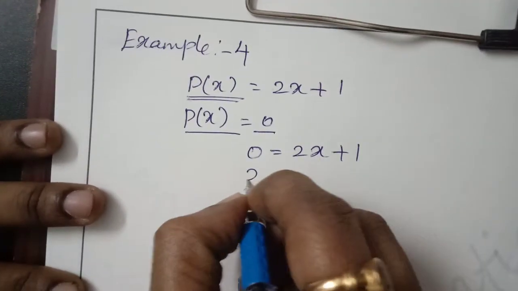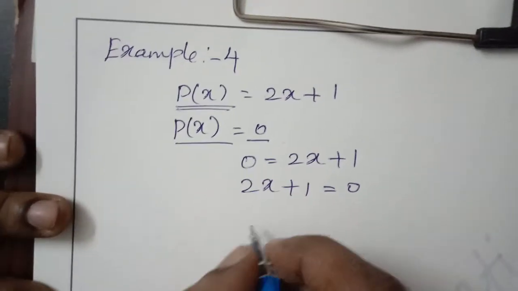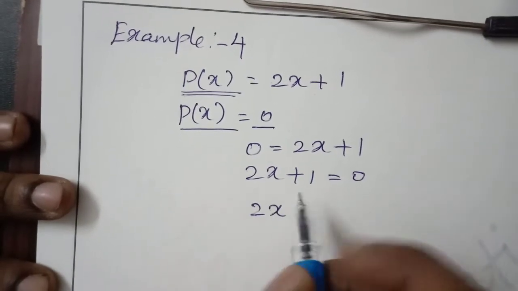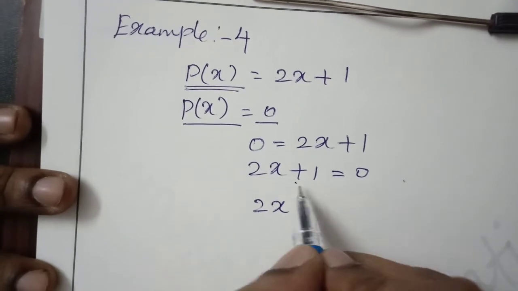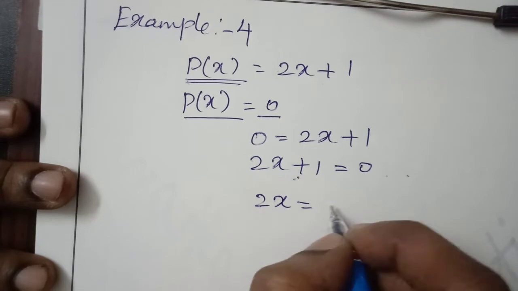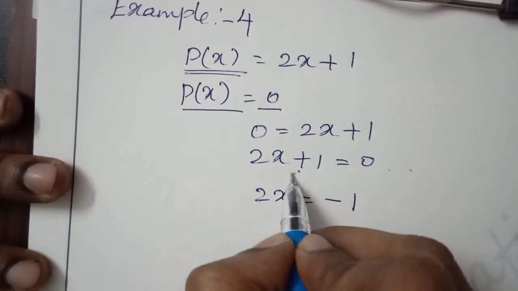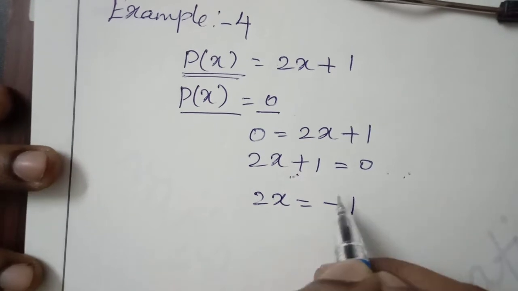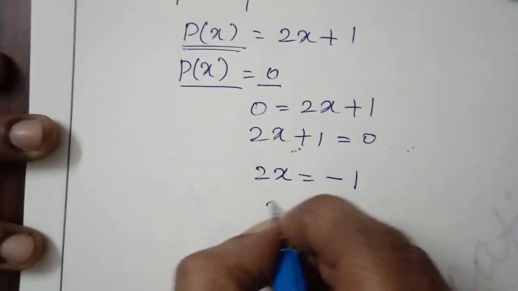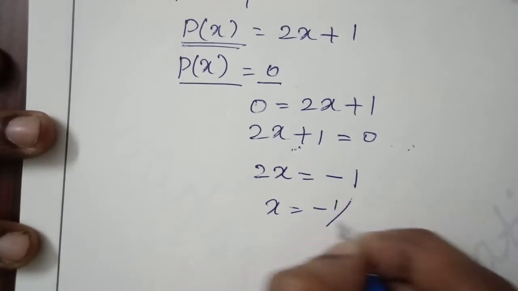We can write it as 2x plus 1 is equal to 0. So what is the value of x? 2x is equal to, and this 1 goes this side. This plus will be minus. So that is equal to minus 1. See, this is actually a fraction. Plus 1 goes to the right hand side. It will be minus 1. And x is equal to, this will go in division. Minus 1 by 2.